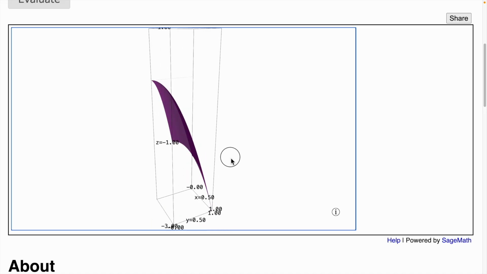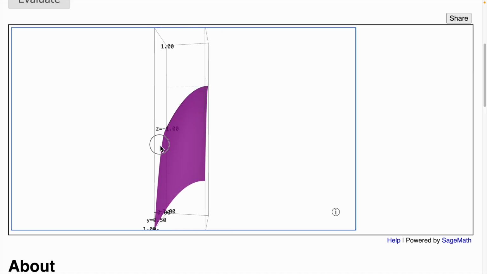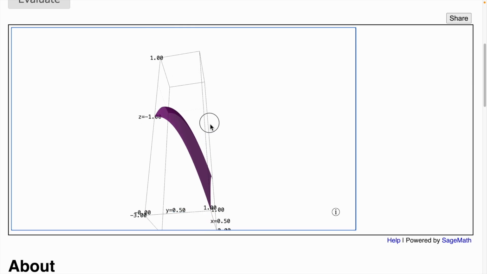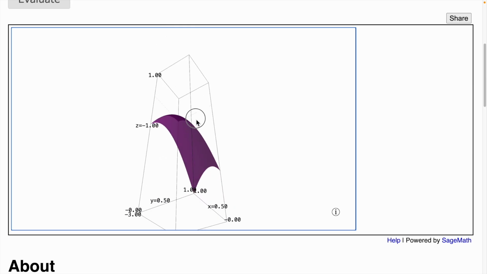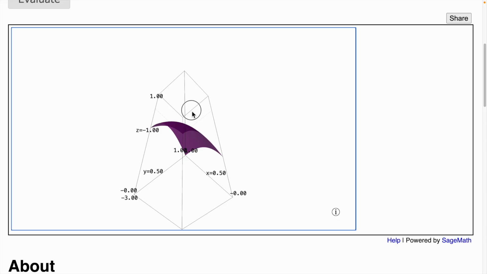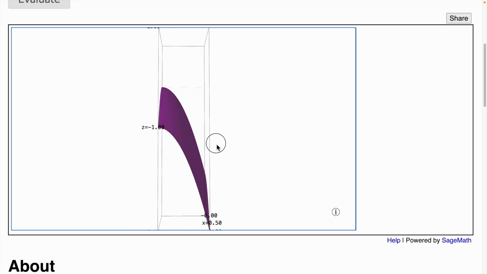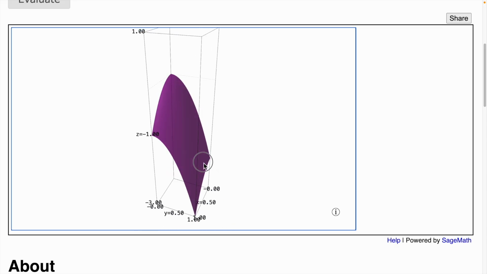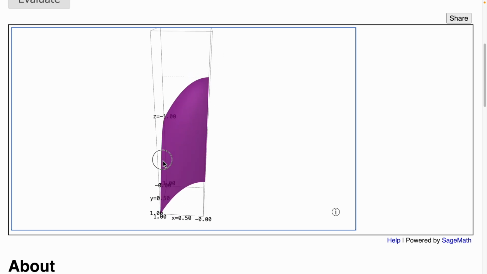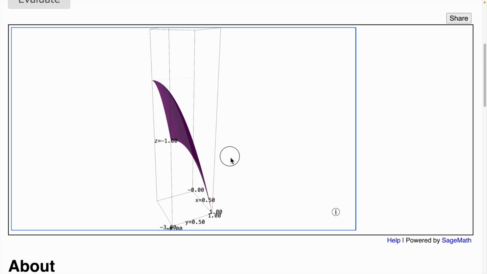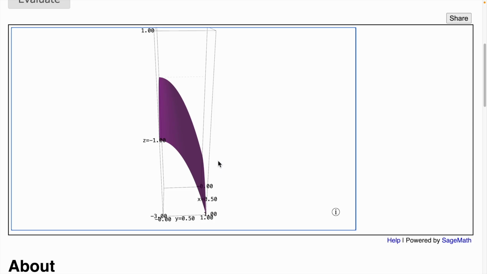So we can observe how this surface looks from different viewpoints, and you can see here the values of x and y that correspond to this particular window where we're seeing this particular piece of this surface.